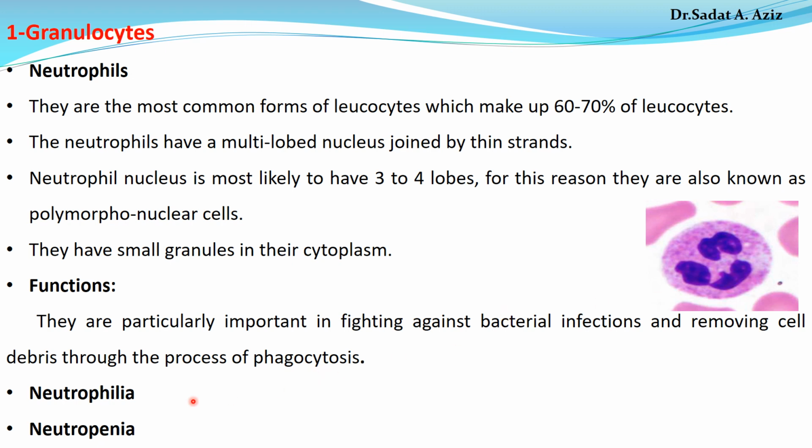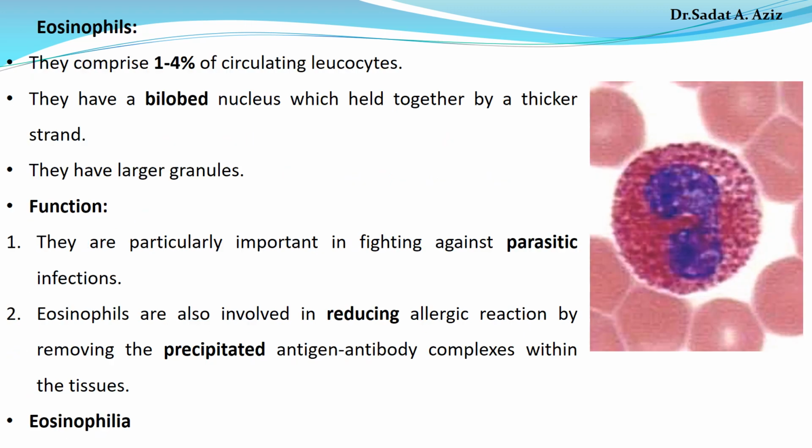I think we already mentioned neutrophilia. Philia is just like cytosis. It means an increase in the number of leukocytes above the normal range of 60 to 70%. While neutropenia means a reduction in the number of neutrophils below the normal range. So penia means reduction, and philia is similar to cytosis.